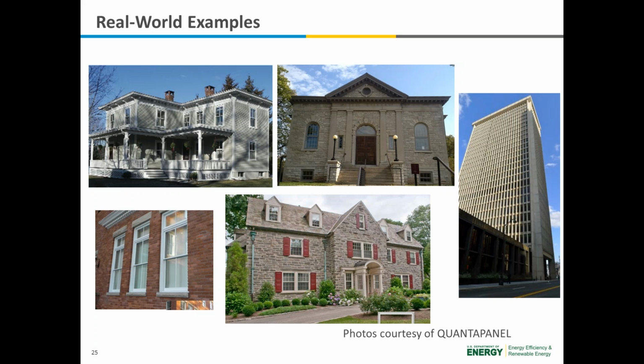And these are all real-life examples, courtesy of Quanta, where this includes homes of all types, historic buildings. This is a historic library in the upper center. Historic homes where under certain historic covenants they're not allowed to replace the windows, and even large buildings. This building on the right, I think it's 26 stories, is an old bank building in Hartford that had single pane windows.